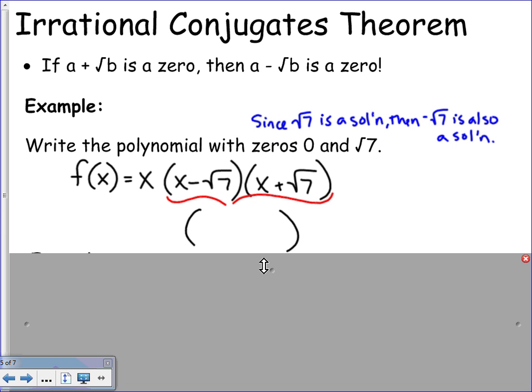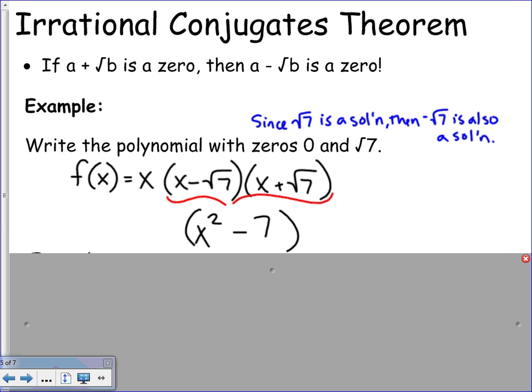my first term, x times x, is going to be x squared. But I know that x times positive square root of 7 is going to cancel with x times negative square root of 7. They're the same but different signs, so they're gone. And then my last one is just a negative square root of 7 times a positive square root of 7. What do you get when you take negative square root of 7 times positive square root of 7? Negative square root of 49, which is 7.